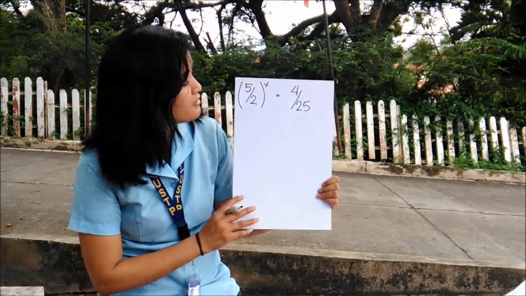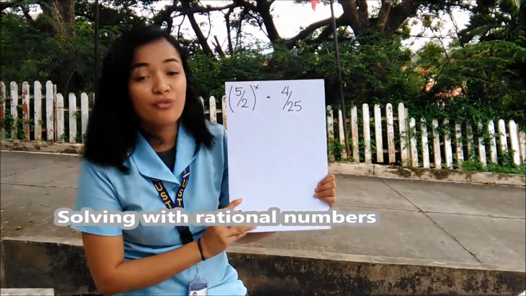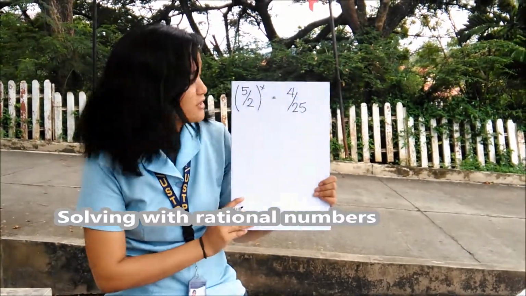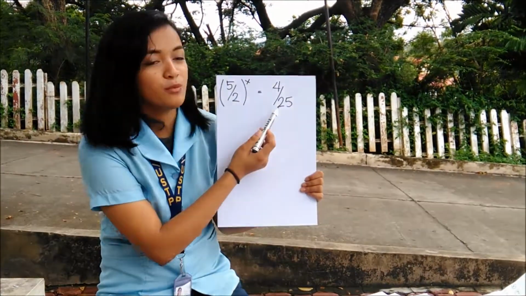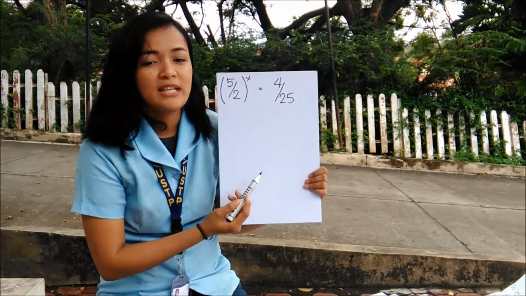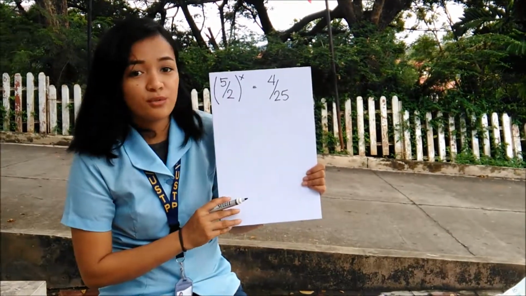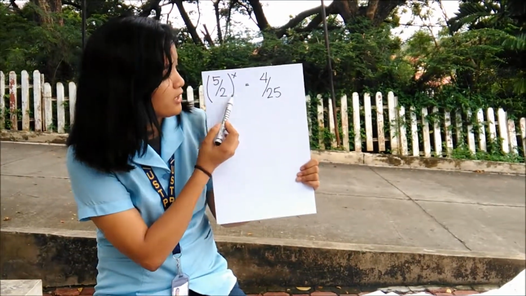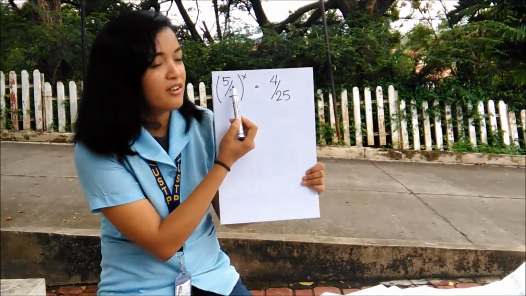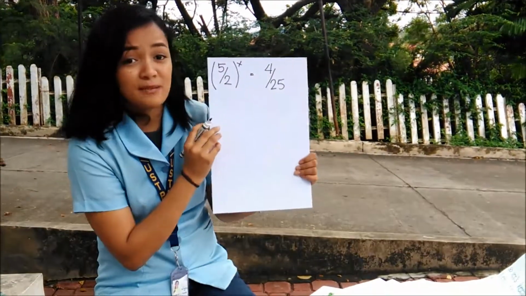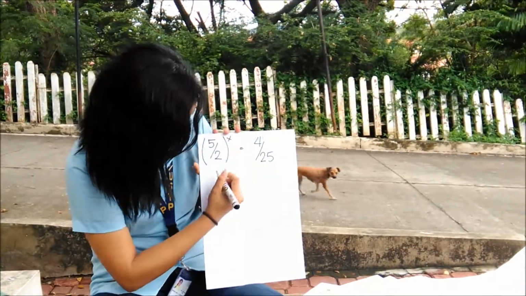Now on our third example, we have 5/2 to the x is equal to 4 over 25. So yes, these are fractions. We're using the fraction 5/2 and we have 4 over 25 here. Now we are going to factor it out. Since we have 2 here, we have 4, we have 5, and we have 25. So let's bring down 5/2 to the x, at the same time distributing them.